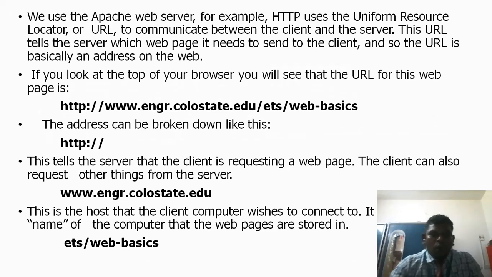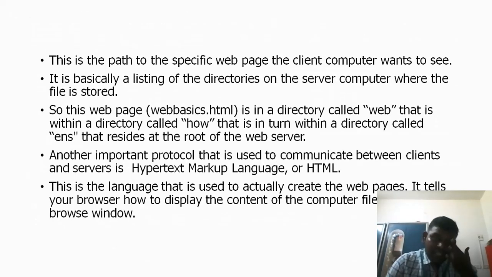Then www.enr.closestate.edu. This is the host that the client computer wishes to connect to. It is basically the name of the computer that the web pages are stored in. Then /ets/webbasics is the path of the specific web page the client computer wants to see. It is basically a listing of the directories on the server computer where the file is stored. So this web page is in a directory called webbasics, that is within a directory called ets, that resides at the root of the web server.